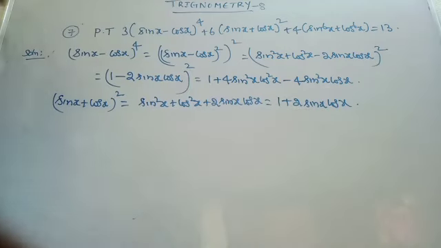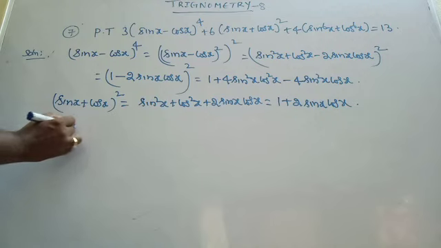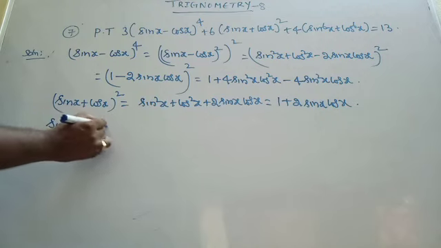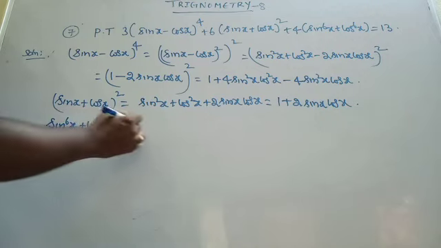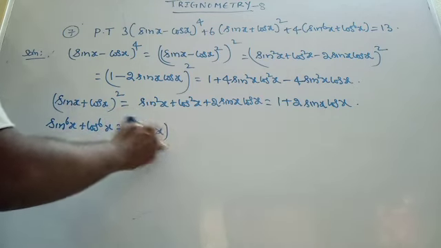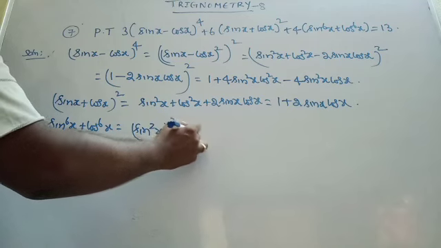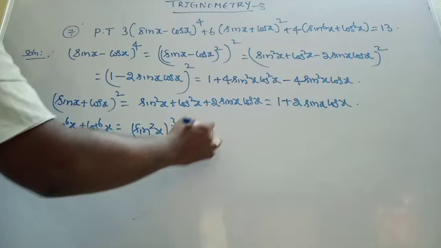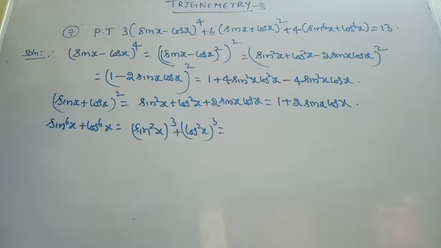Wonderful. Now the third element involved here is sin power 6x plus cos power 6x, right? This you write it as like this: sin square x whole cube, right? And the cos square x whole cube we can write like this. A cube plus b cube formula, right?